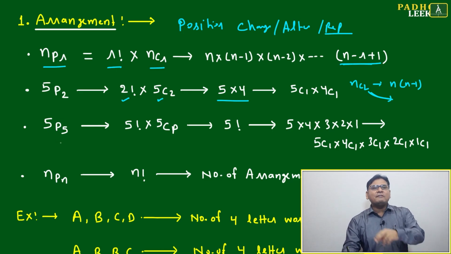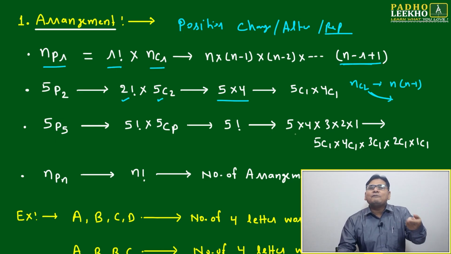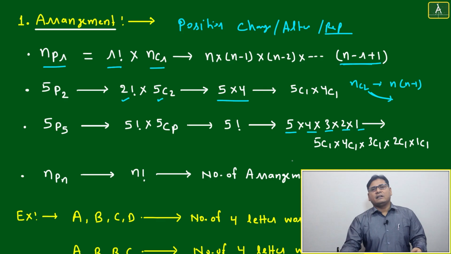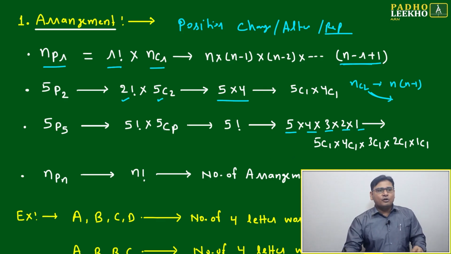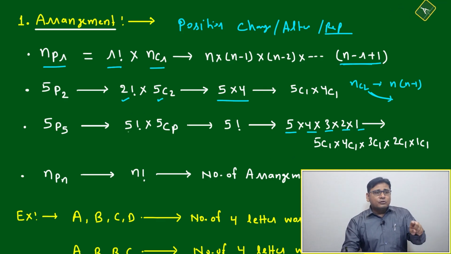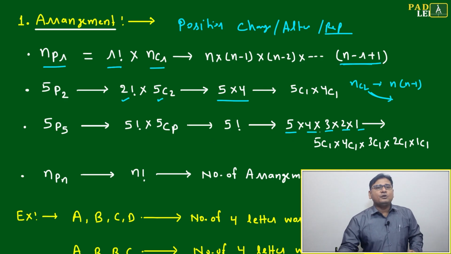Similarly 5P5, how can we write? 5 you have to multiply 5 times consecutively, like 5 into 4 into 3 into 2 into 1. That is the way to find the permutation. Don't always do like 5 factorial multiplied into 5C5. You can do like this one.